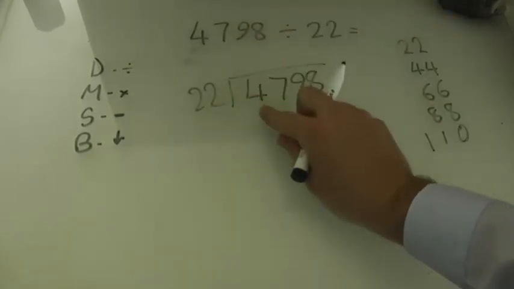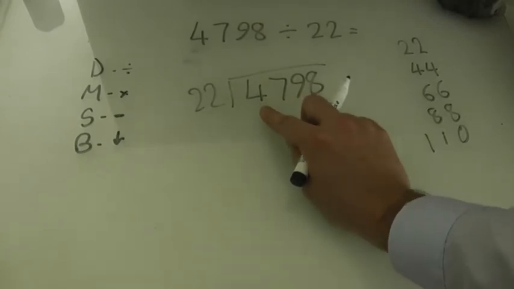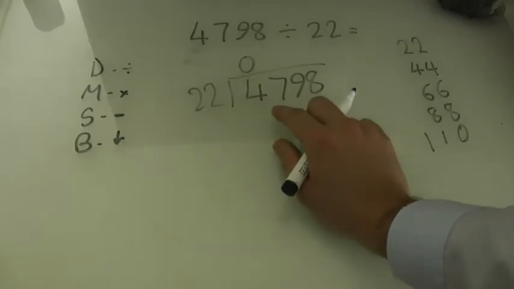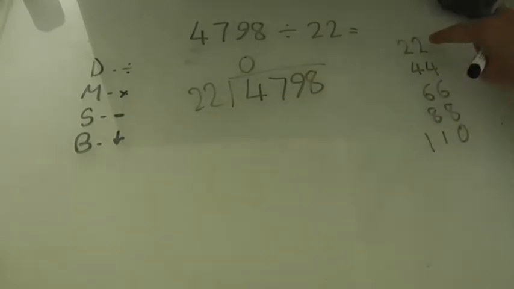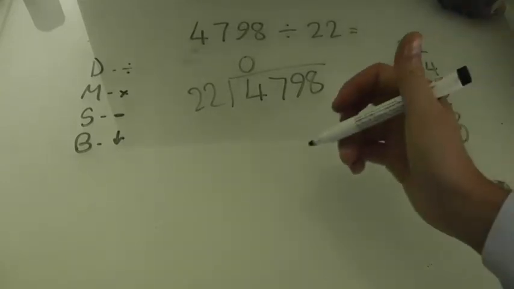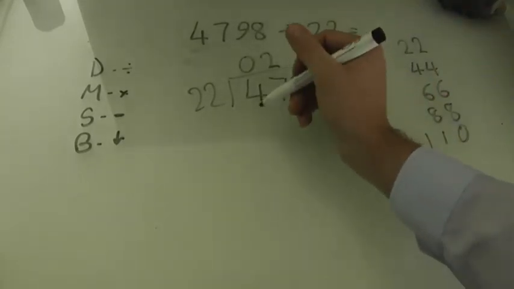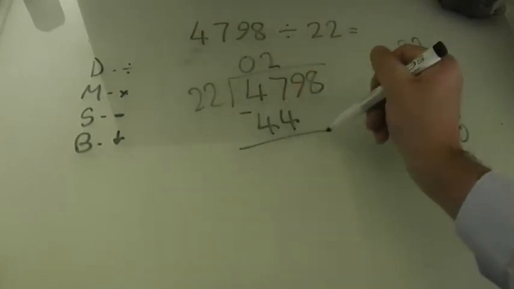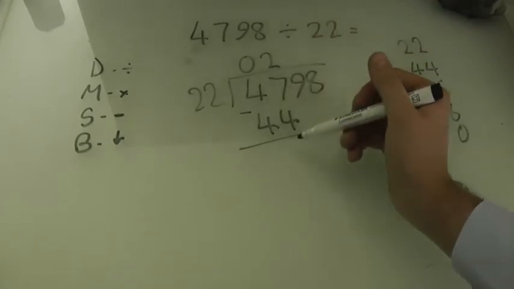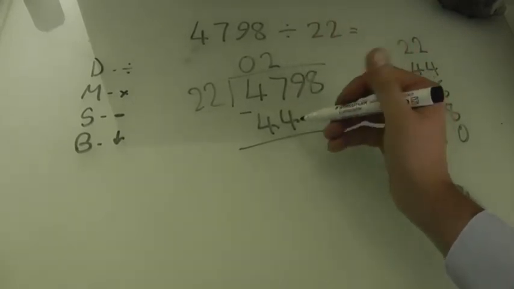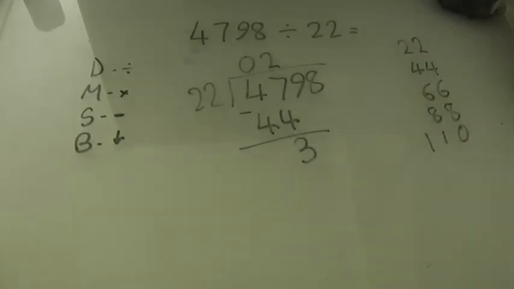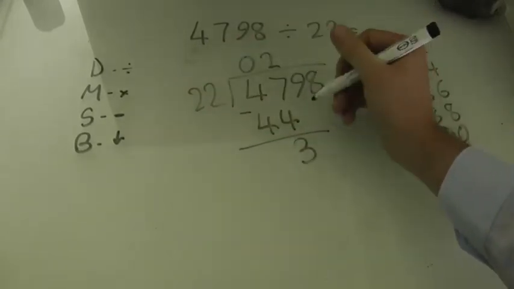How many 22s go into 4? Can we do it? No, we can't. So we need to put a 0. Now, how many 22s go into 47? Let's have a look. 1, 2. We can't go any higher because that's too big. So we've got 2. Put our 2 up there and we write 44 underneath. Next we subtract. So we do 7 take away 4, which will give us 3, and 4 take away 4, which will give us 0. So now we bring it down.